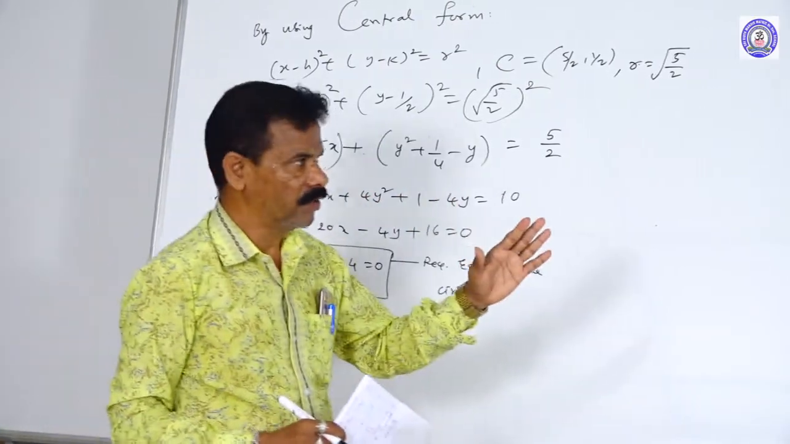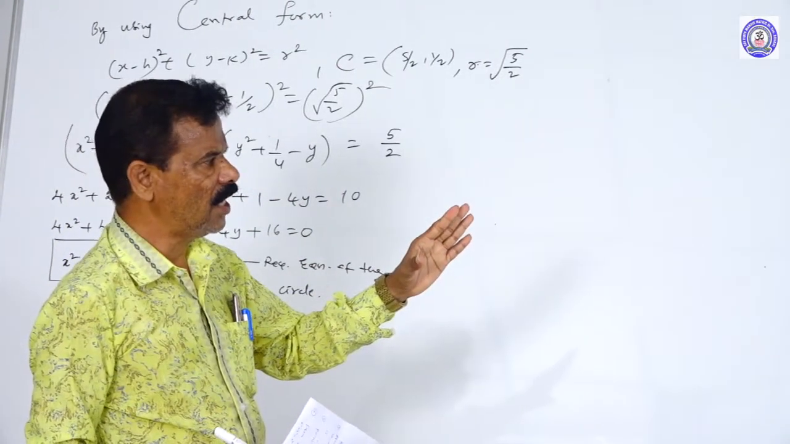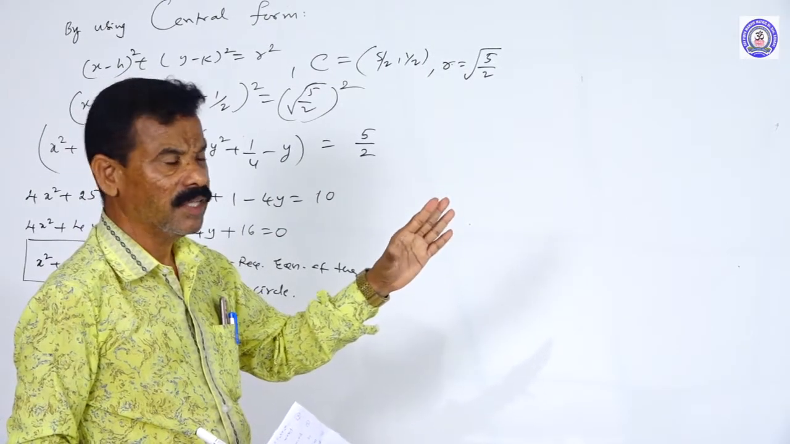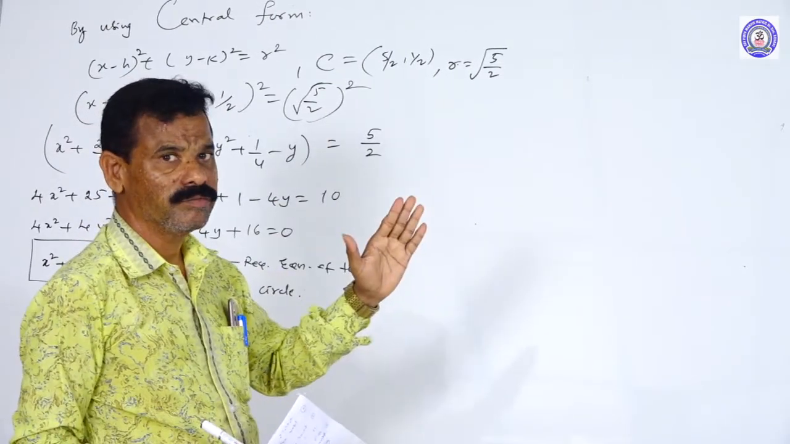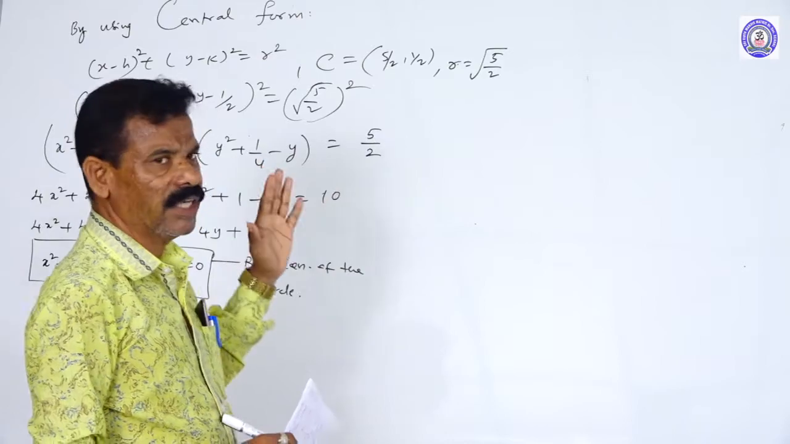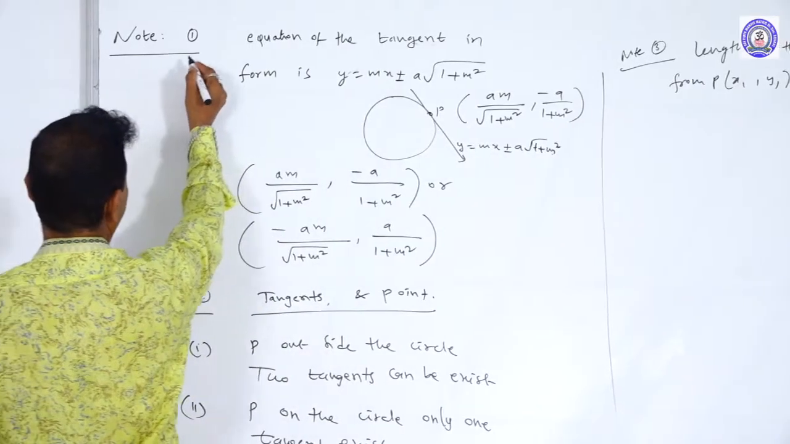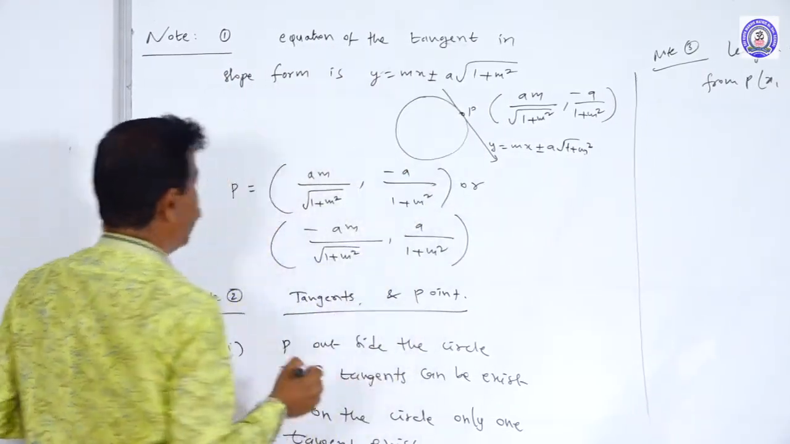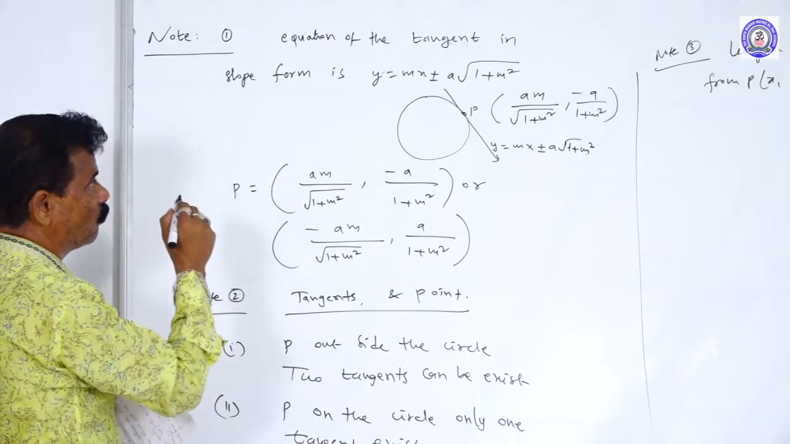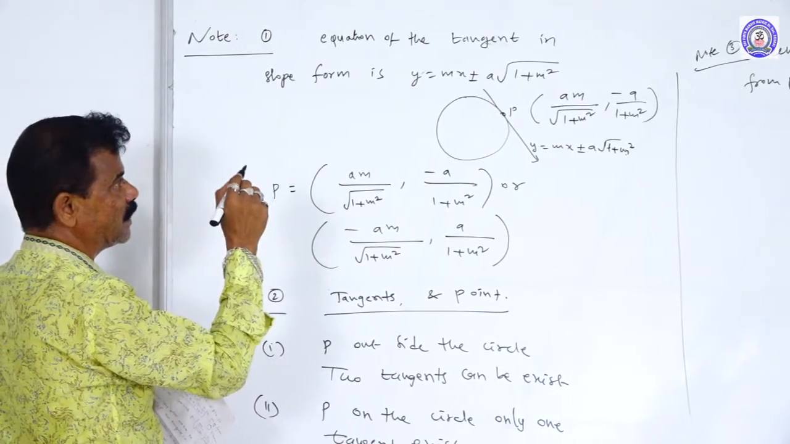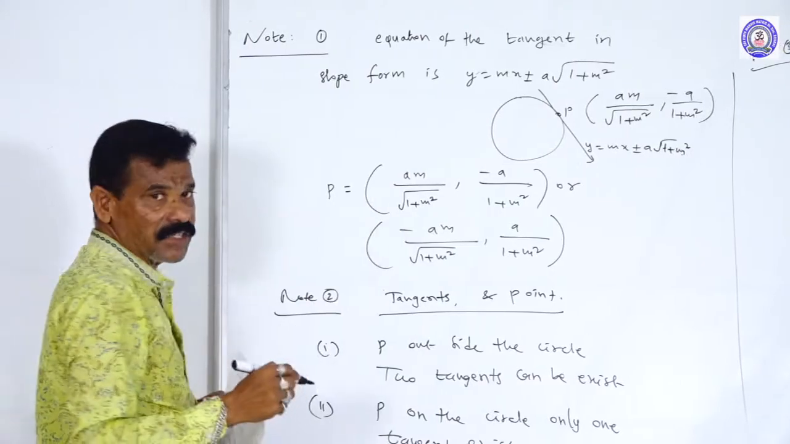This is one method, by using the circumcenter and radius. Another method is also there for this. Note 1: Equation of the tangent in slope form. y = mx ± a√(1 + m²).